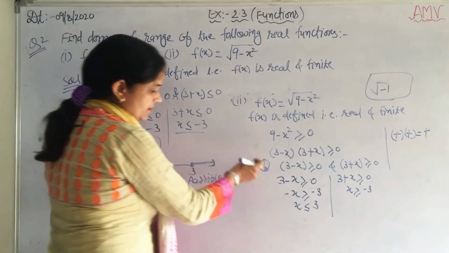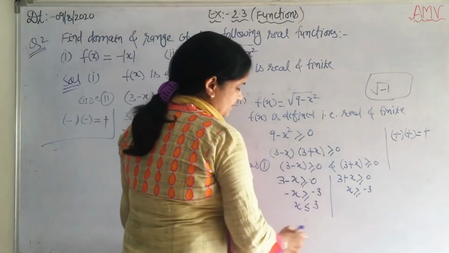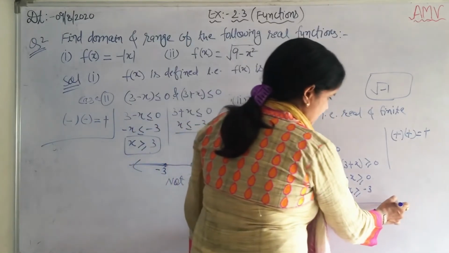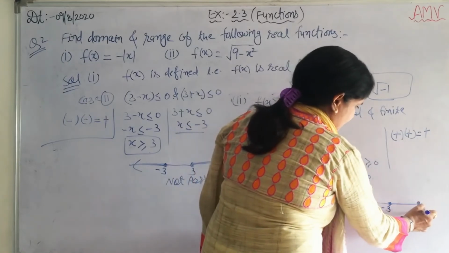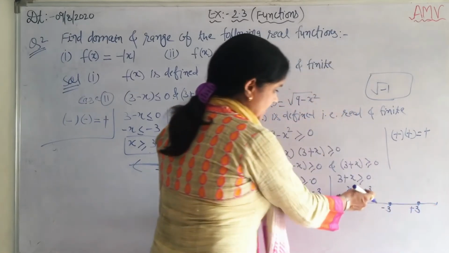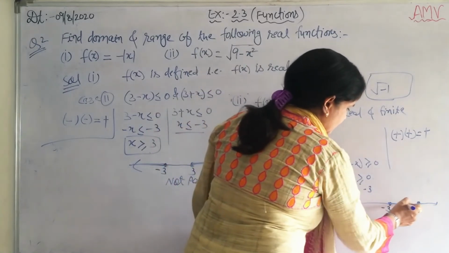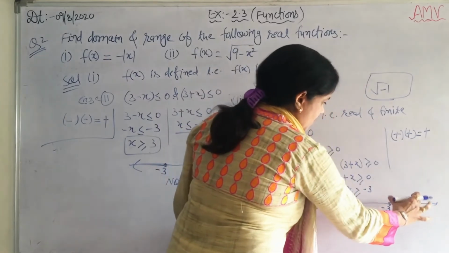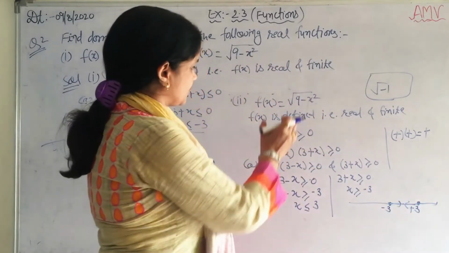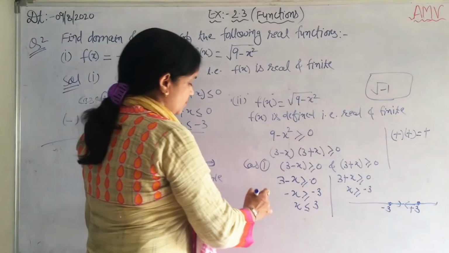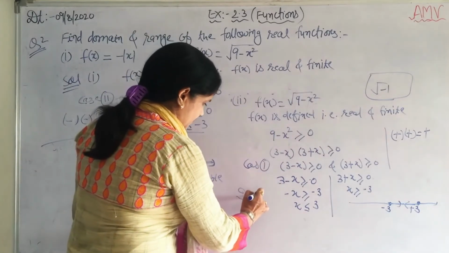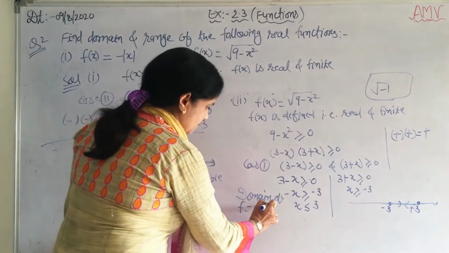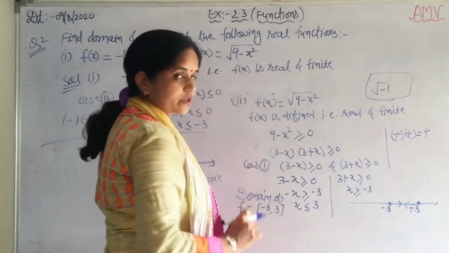Okay, so domain, and from this case we find the value. Suppose here it's minus 3 and it's plus 3. Then x greater than or equal to minus 3 gives this side, and less than or equal to 3, this is also. So this common part is the domain of the given function. So you have to write domain of f is equal to [-3, 3] in closed brackets.